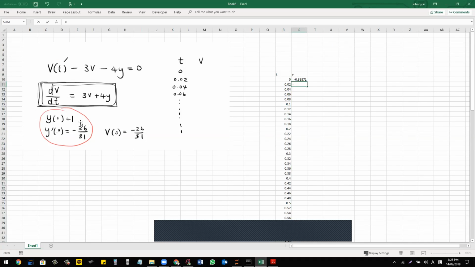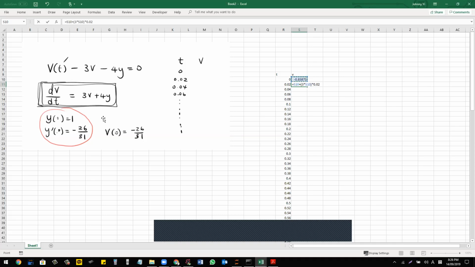Then you can see that my v, let's think about this. Hold on. That's the gradient. The gradient is given by that. Now, using Euler's method, it's the original v plus, remember how it was gradient times h? And h is 0.02. And the gradient is given by 3 times the previous v, plus 4y. Hold on. What was the y value? The y value is 1, right?